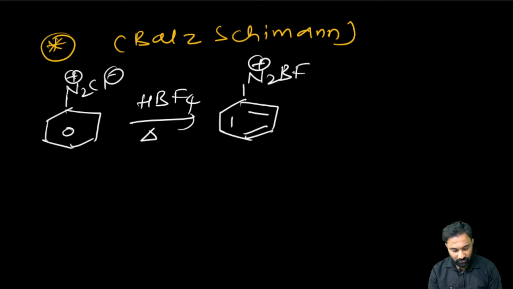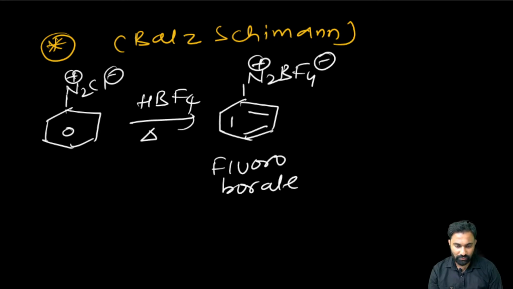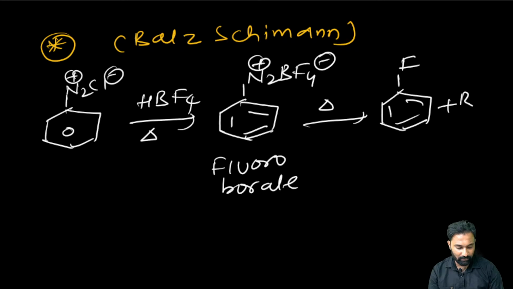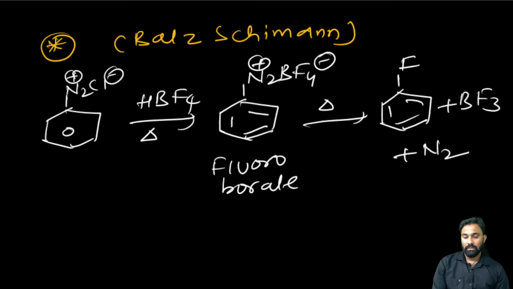it has formed the fluoroborate. Now this one is a fluoroborate. This fluoroborate upon heating will be converted into fluorobenzene, and the byproducts are BF3 and N2 gas. This is very, very important. You have to be very careful with this one. Next one.